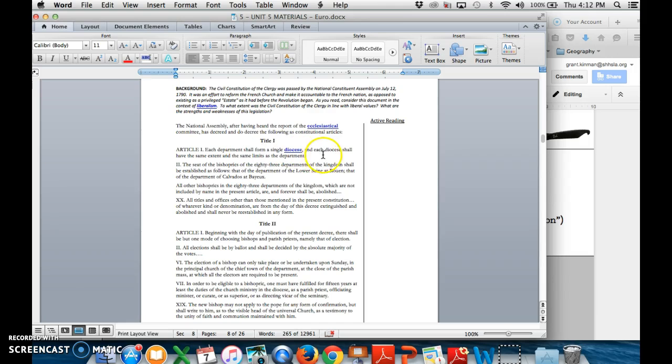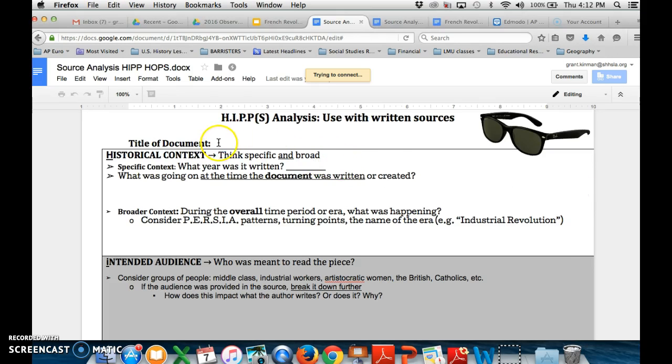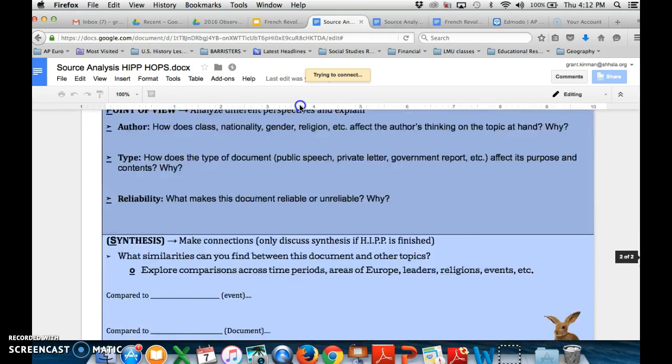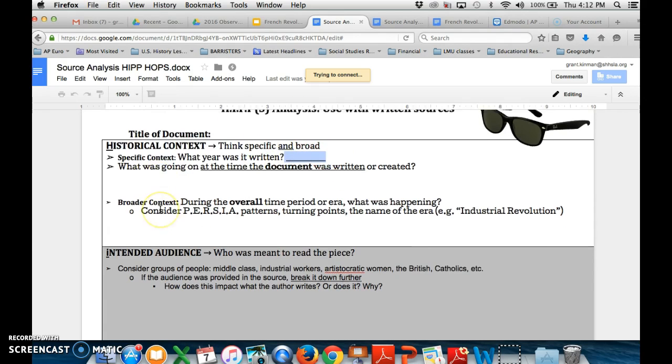So Article 1, each department shall form a single diocese, and each diocese shall have the same extent and the same limits as a department. So you just write single diocese as a summary. And then read this and write a couple of summary words to help you remember. So you do that for each document. You write the title, you write the date if it's given, and then you start breaking down the document.